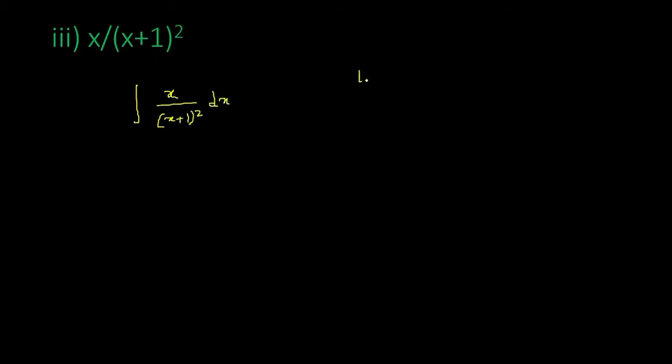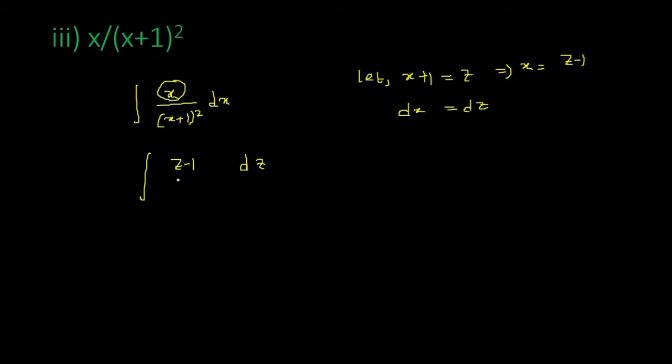Here we will take x plus 1 as z. Now if we differentiate both sides, it will become dx equals dz. Now what will be the value of x? The value of x can be obtained from here, x equals z minus 1. So here it will be z minus 1 by z square.